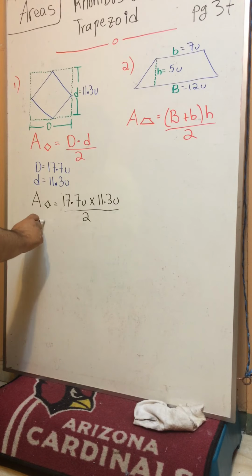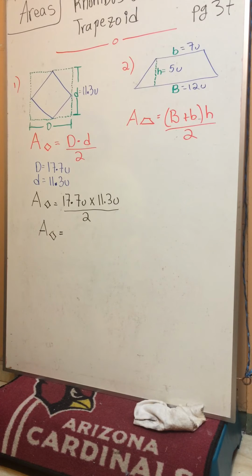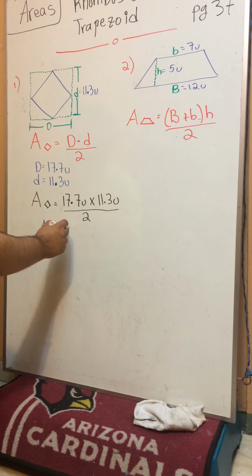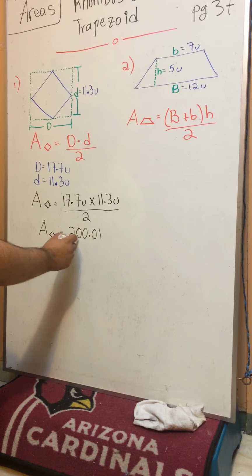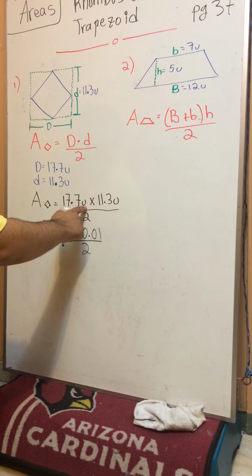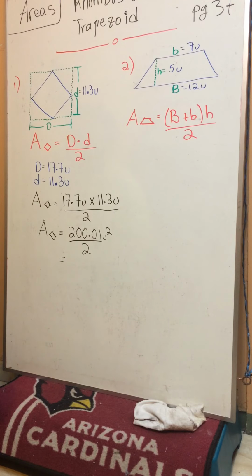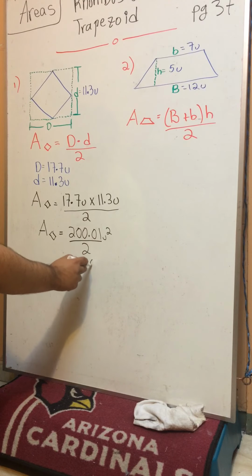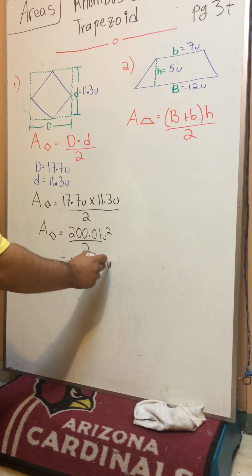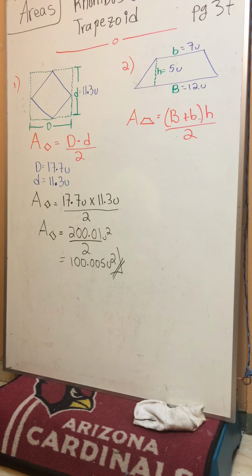So the area of this rhombus is going to be, 17.7 times 11.3 is going to be 200.01. And this divided by 2, remember that we have units times units, it's units squared. Just divided by 2, we don't have to take anything on the units, and that's going to be 100.005 units squared. And we have the area of this rhombus.